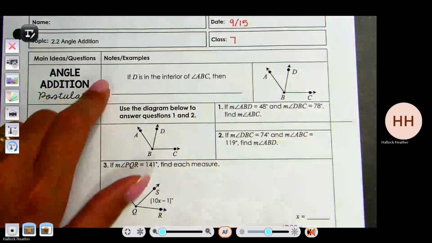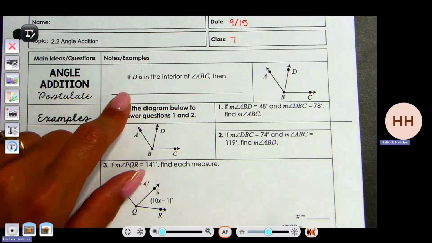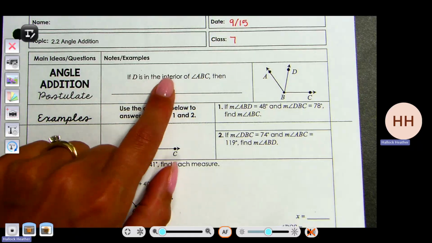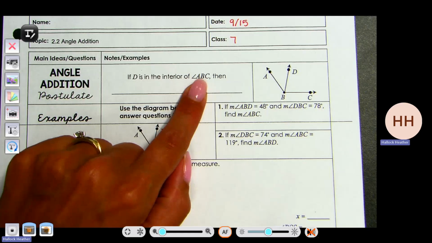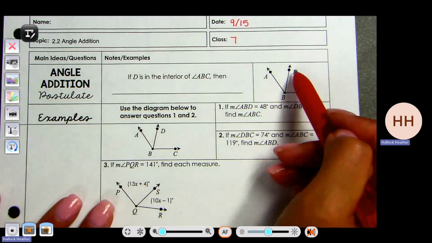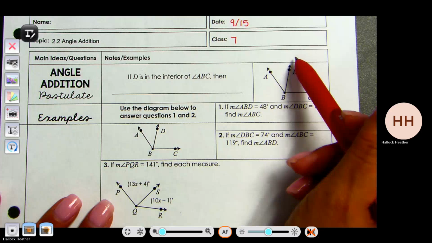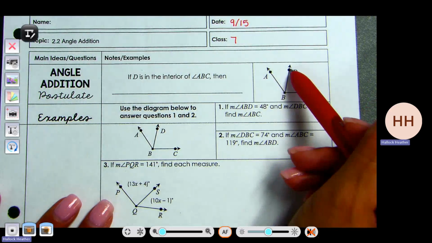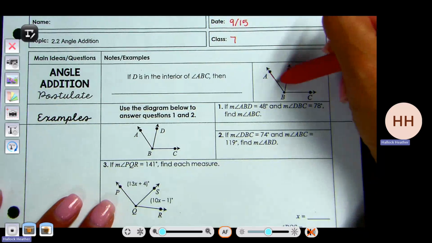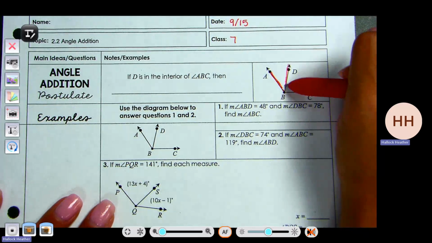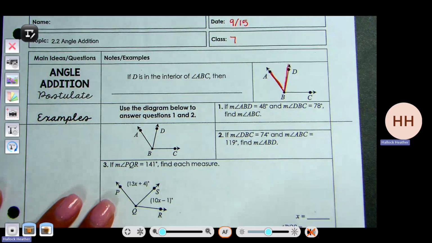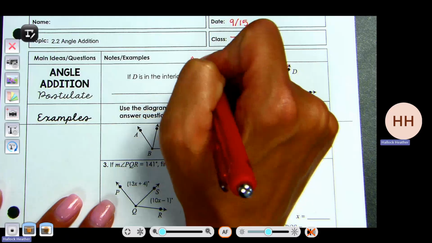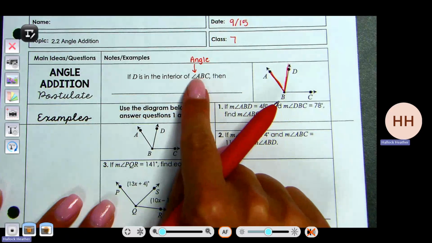That's period 7. So the angle addition postulate says that if D is on the interior of angle ABC, so angles are kind of like alligator mouths. D is on the inside of ABC, on the interior. What we're going to do is take each side and add them together, and it's going to make the total. This little symbol right here means angle. So this is angle ABC.